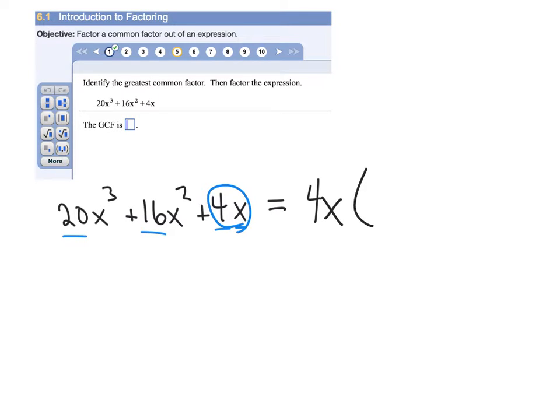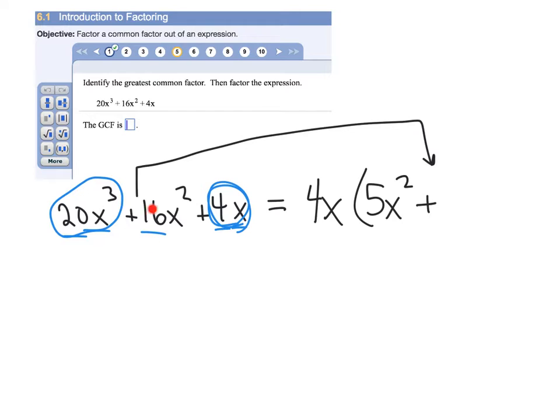All right? So when I factor out a 4x, this guy becomes, well, let's start back here. So when I factor out the 4, what's left of the 20? 5, because that's like division. 20 divided by 4 is 5. Now when I start with the x cubed and I factor out an x, what am I left with? X squared. And then this plus comes over.